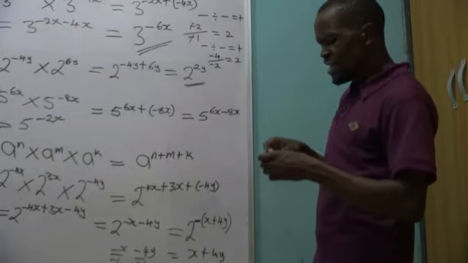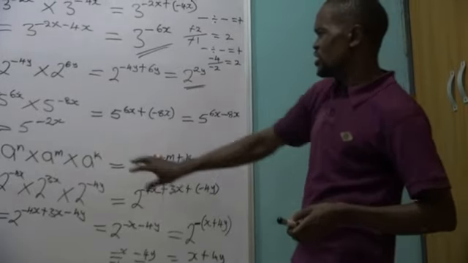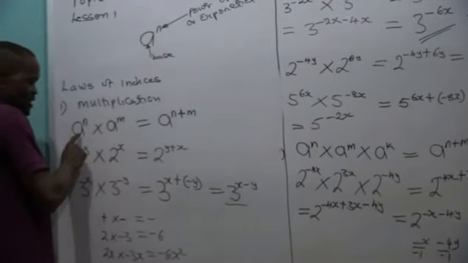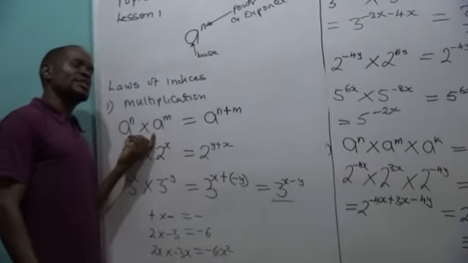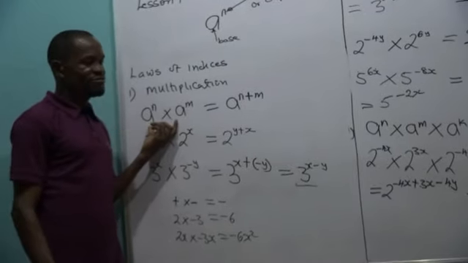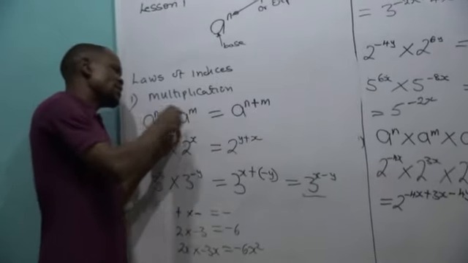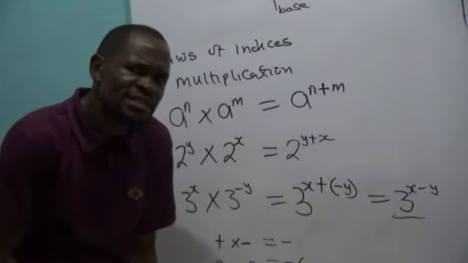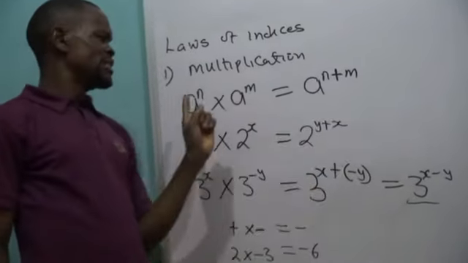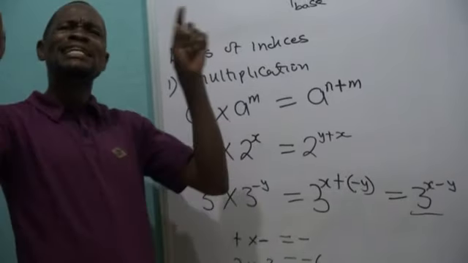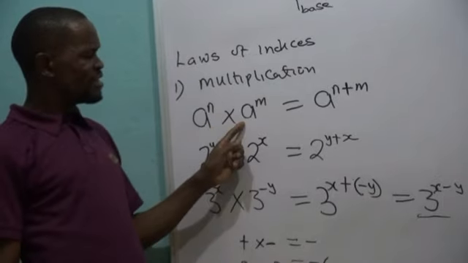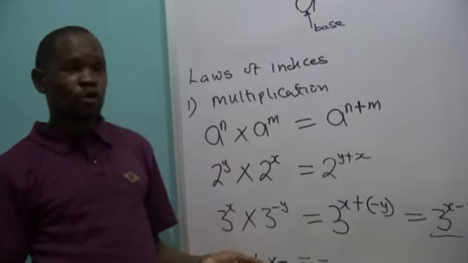So the major thing we needed, what we learned in this law, is this format. What's the format? They must be of the same base, and they must be multiplying themselves. For me to do this, they must be of the same base, and they must be multiplying themselves. If they are not of the same base and they are multiplying themselves, I will not do that.